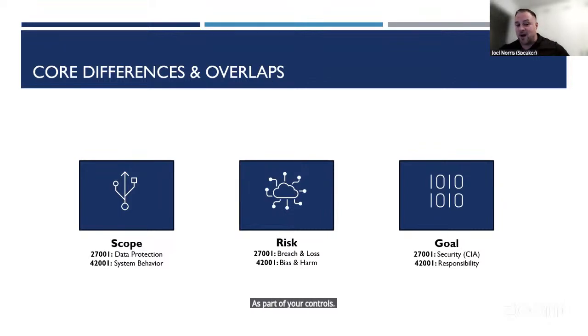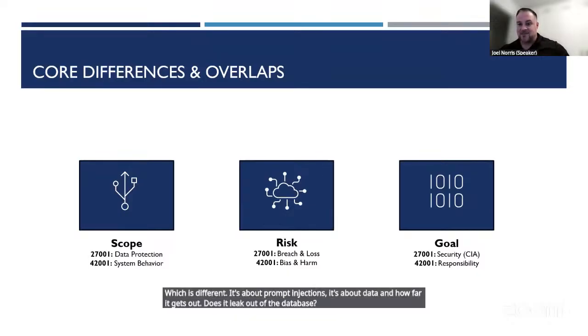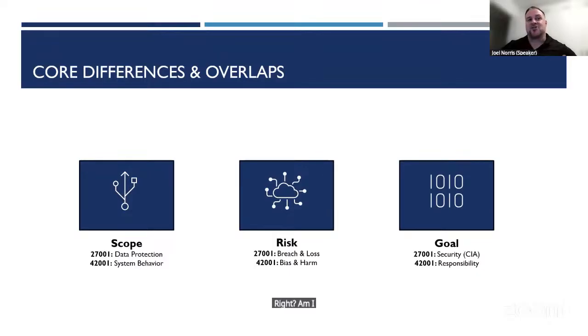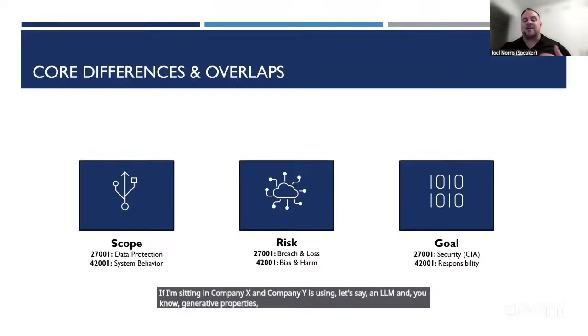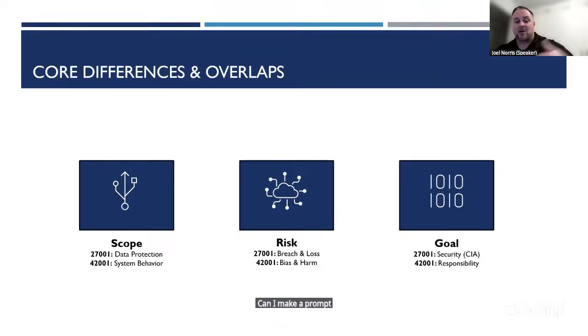In 42001, you need to be doing LLM pen testing, which is different. It's about prompt injections. It's about data and how far it gets out. Does it leak out of the database? If I'm sitting in company X and company Y is using an LLM with generative properties, can I make a prompt on the same model and pull in that company's data? Guess what? The answer is yes, probably, if I make the prompt just right and there are no controls in place. And that's what 42001 is all about, making sure that you have that.